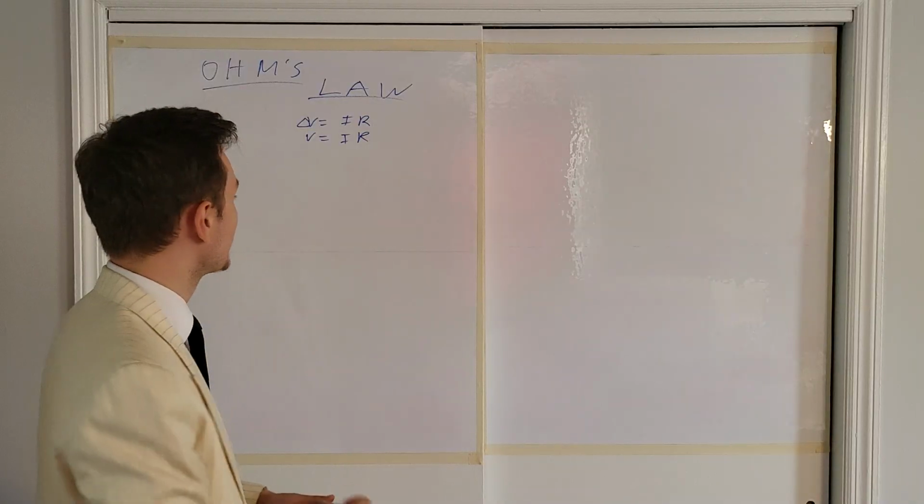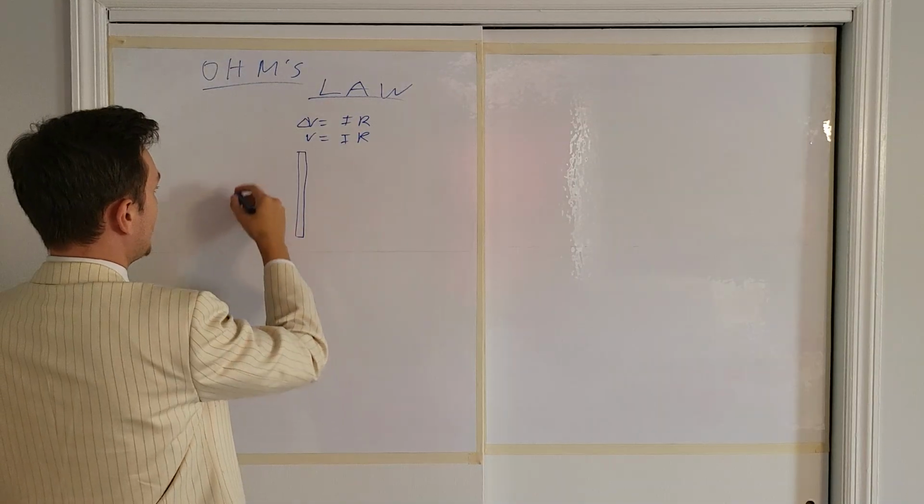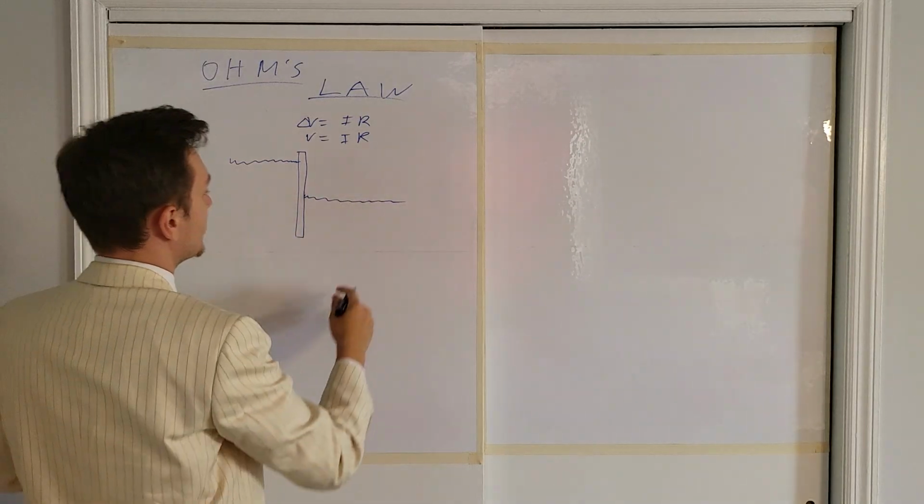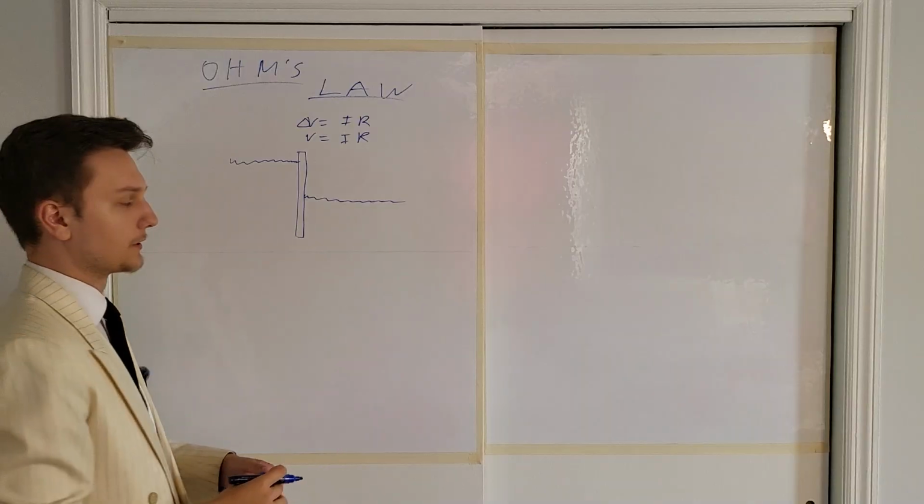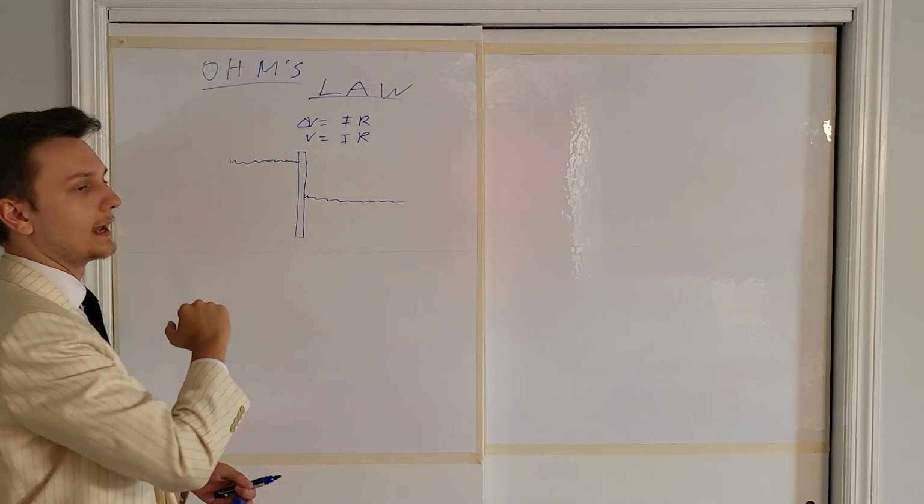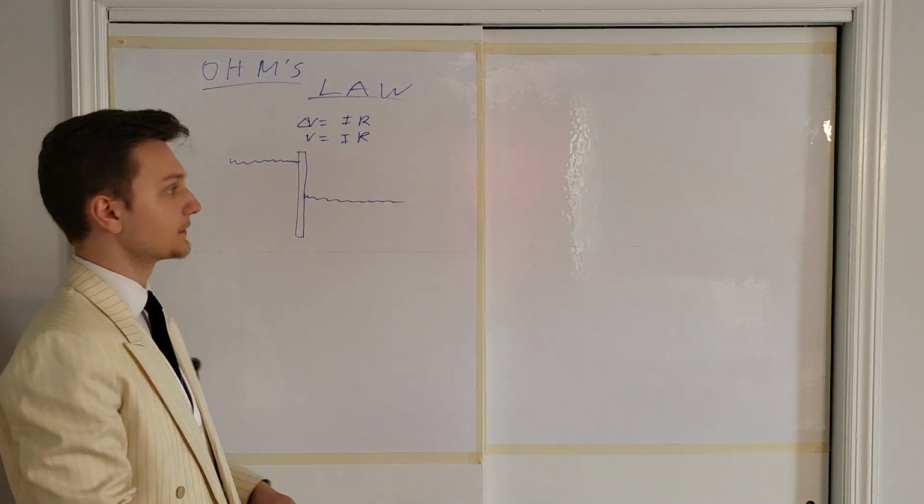I'm very well known for this analogy. Back when I was in high school, this is how I taught it to my friends. I got a dam, I got water on one side, I got water on the other. They're at different heights, okay? So what that means is if I were to take my dam away, the water on this side would want to flow down to this side, okay?